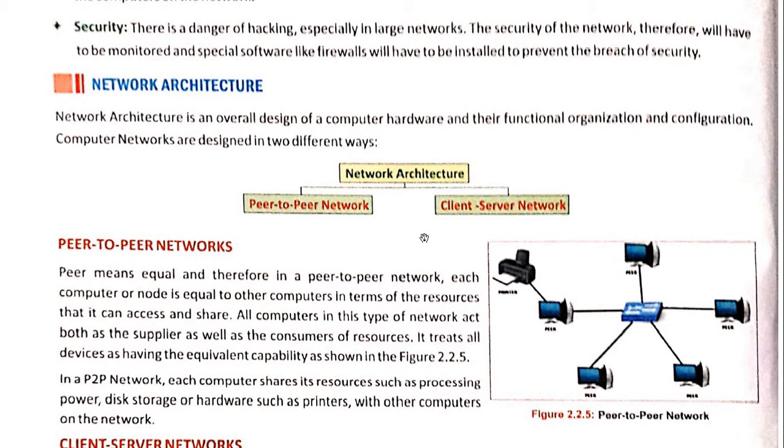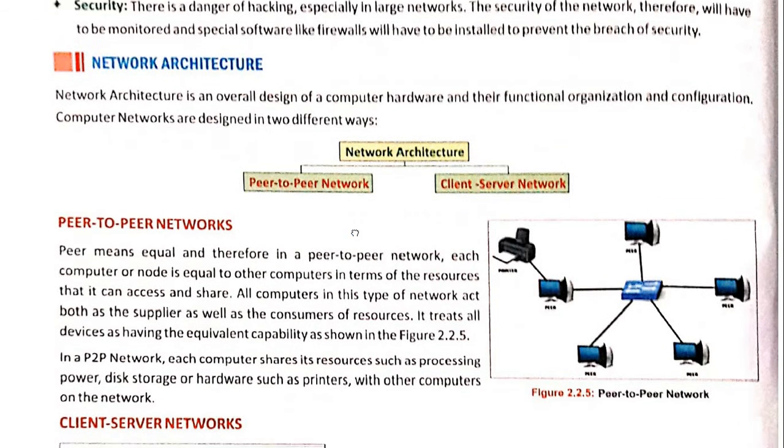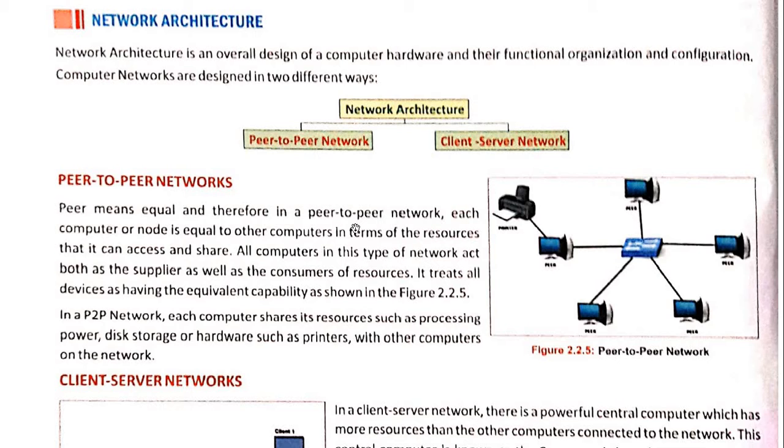Architecture means a structure, means how two or more computers are connected: peer to peer network or client to server network. These are the two different methods or architectures of making a computer network. The first one is peer to peer network, which means that one computer is connected to another computer directly.